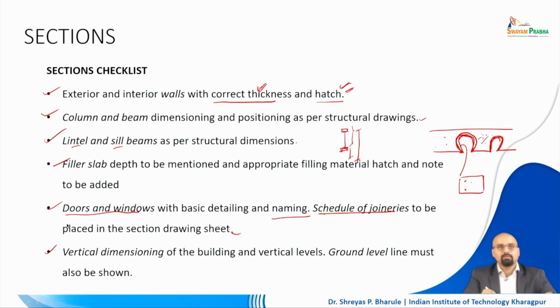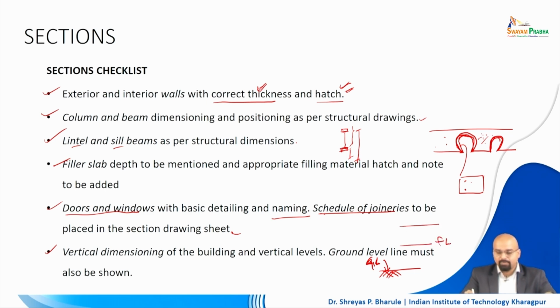And lastly, the vertical dimension of the building and vertical levels along with the ground line is a must, right. As we were talking about earlier, in the elevation as well we do show that this is the ground line, or the ground level. In that case, along with the ground level you should also show all the floor levels, right.